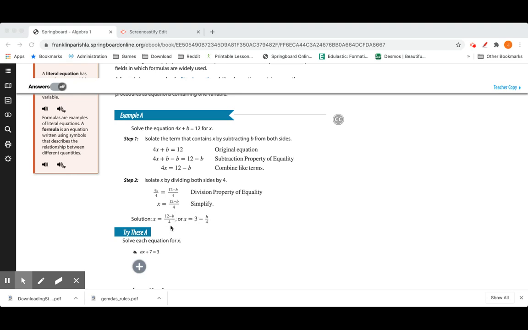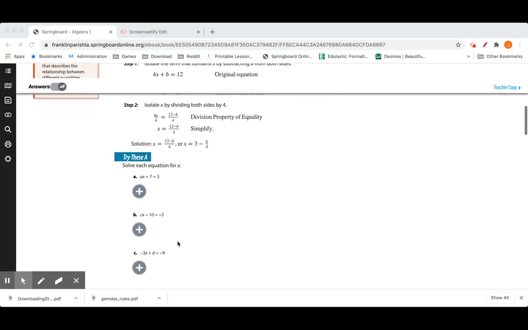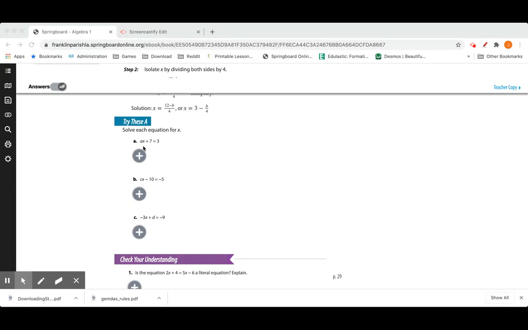Or we could leave it the first way, 12 minus b divided by 4, because when you have 12 minus b divided by 4, you could put 12 minus b in parentheses to keep it together, because it's one whole piece, one whole term. Or you can divide 4 into both of the pieces like this. Either way is fine. Let's look at A, solving each of these for x.